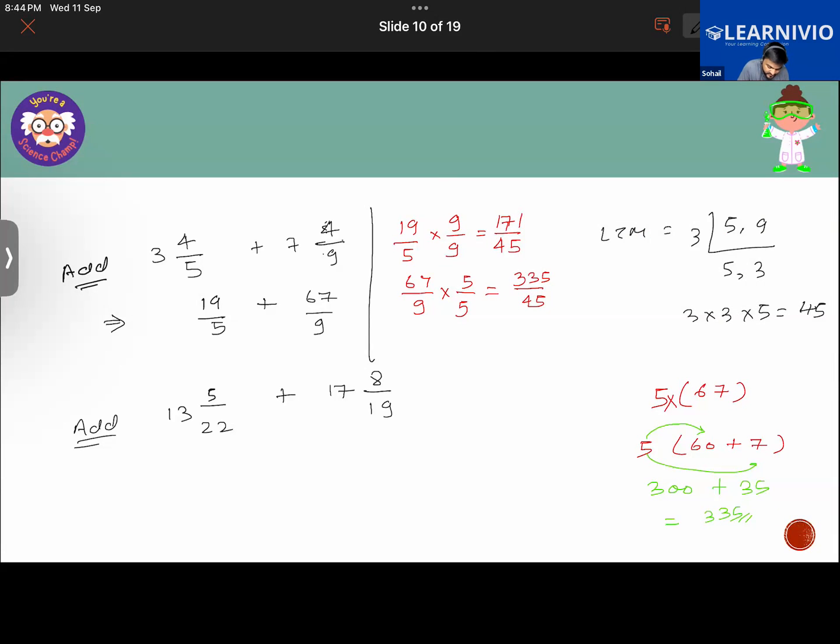Now it becomes simple from here. We have to simply add 171 upon 45 plus 335 upon 45. So what do we do? The denominator is going to be the same. We simply have to add the numerators. Add 171 and 335 quickly. And what is the answer you are getting?